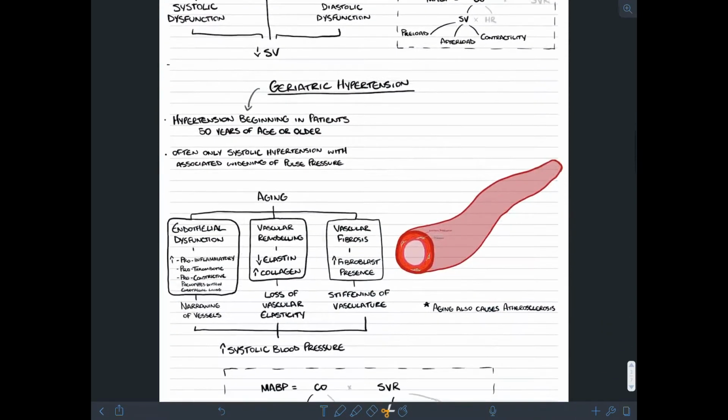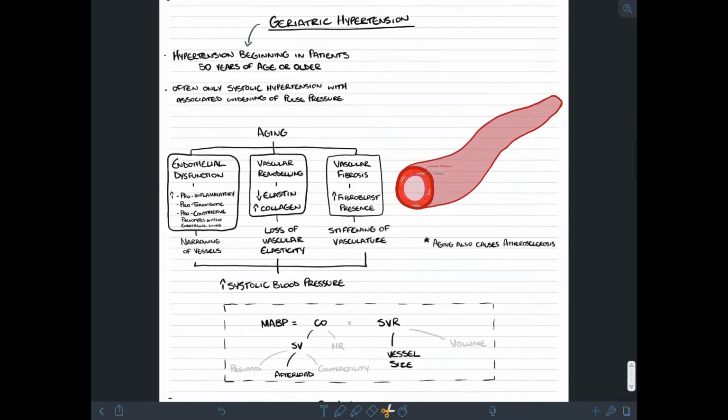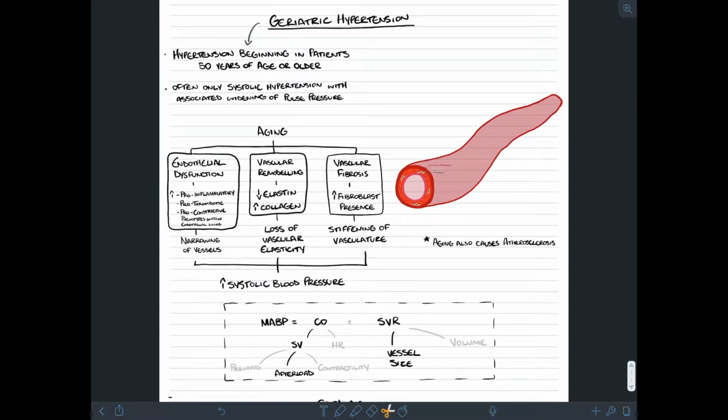Okay, so let's talk about how systemic hypertension actually occurs within the geriatric population. So we all know hypertension is increased blood pressure, but geriatric hypertension really in itself is hypertension that is occurring in patients 50 years of age or older. So the onset of hypertension after 50 years of age. So this hypertension is really only systolic hypertension, and I'll explain why.